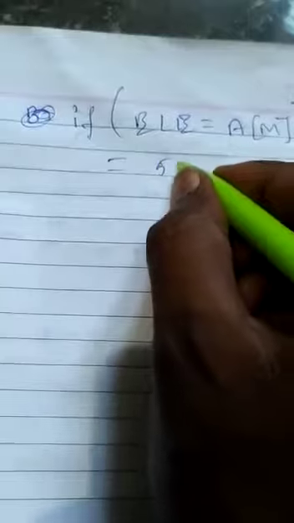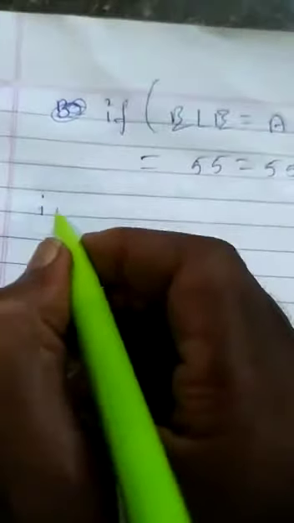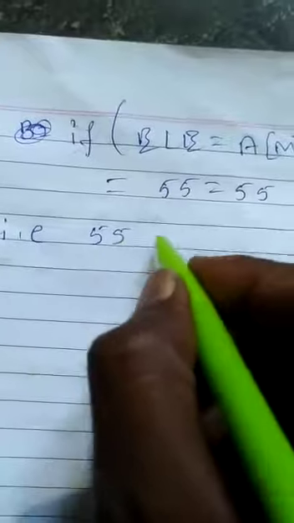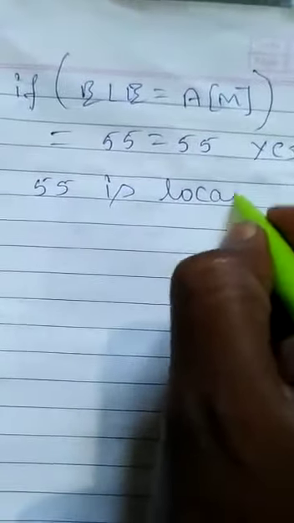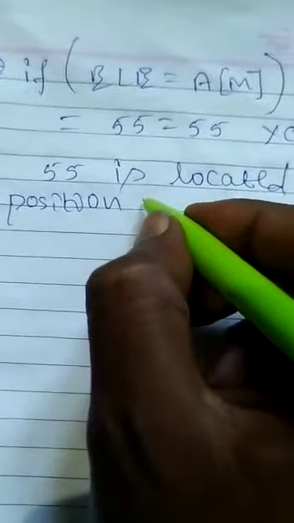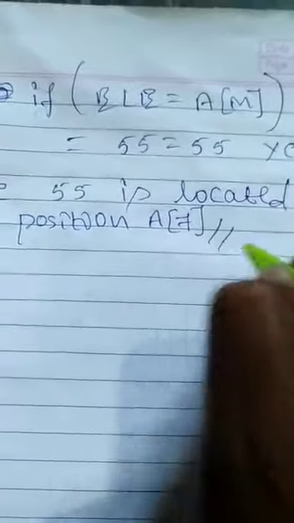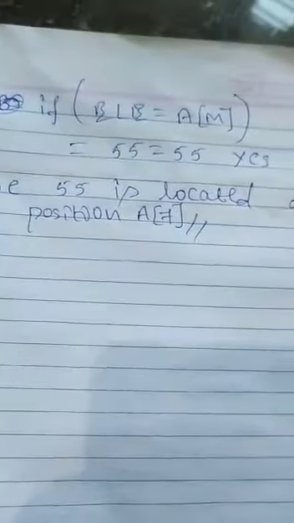Now we need to apply the condition called if element is equal to A of m. What is the value in element? 55 is equal to 55. Yes, this condition is true. That means 55 is located at position called A of 7. This is how we need to process the search.